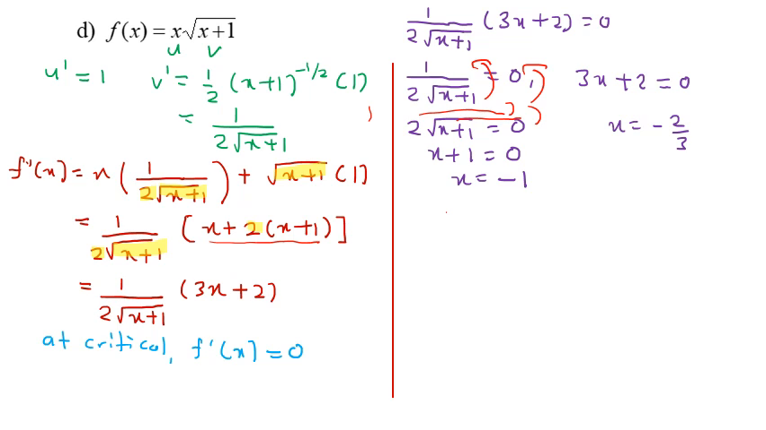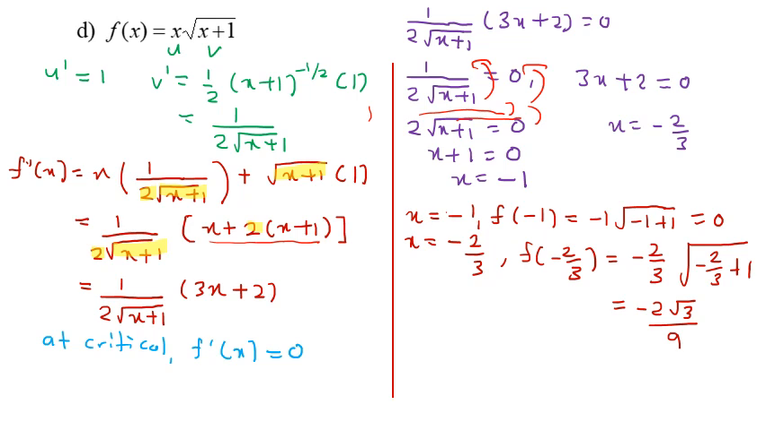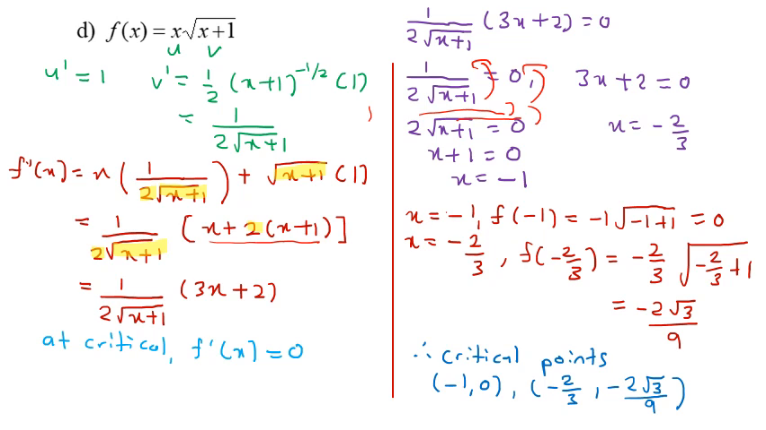So after we obtain these critical numbers, then we find the value of y. So substitute this value into the original function f. So when x equals to negative 1, so f negative 1 equals to 0. And also when x equals to negative 2 over 3, so we find out that f of negative 2 over 3 is negative 2 root 3 over 9. This one we just plug it into the calculator. So we just straight away get the answer just like that. So at the end we can conclude that the critical points are, so negative 1, 0 and also negative 2 over 3, negative 2 root 3 over 9.